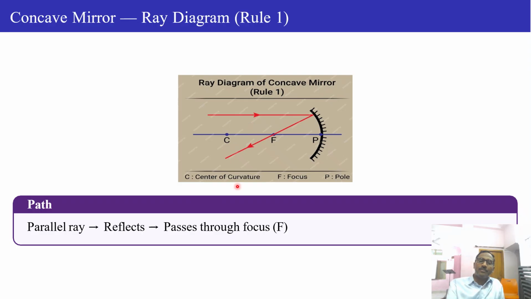C is the center of curvature, F is the focus, P is the pole. The parallel ray reflects and passes through the focus. So what is rule 1? A parallel ray after reflection passes through the focus. That's all.